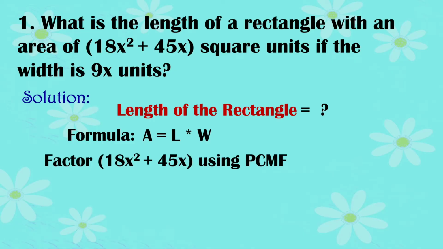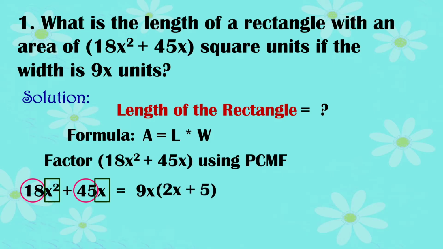So, gamit po ang PCMF. Okay? So, i-factor natin sa 18x squared plus 45x. So, gamit ang PCMF. So, yan yung common nila. At kunin natin yung kanilang GCF. So, ang kanyang GCF ay 9x. So, kung 9x ang kanyang GCF, ang remaining factor niya ay quantity 2x plus 5. So, ayan po yung factor ni 18x squared plus 45x. So, ang sagot ay 9x times quantity 2x plus 5.